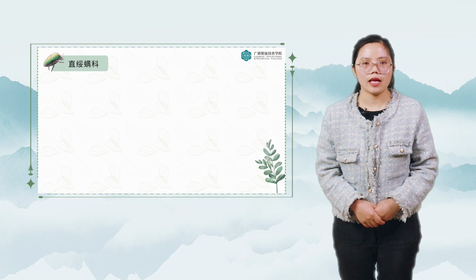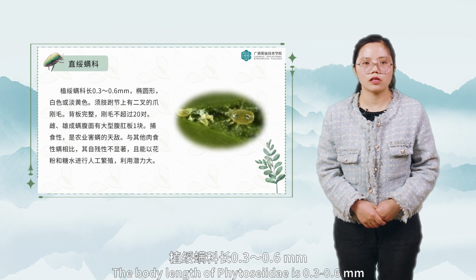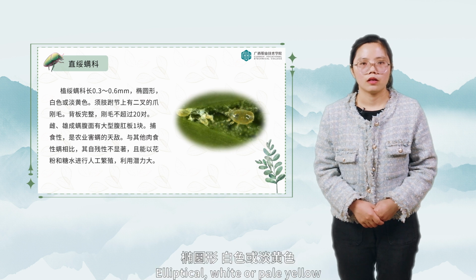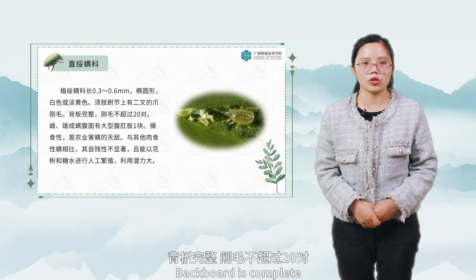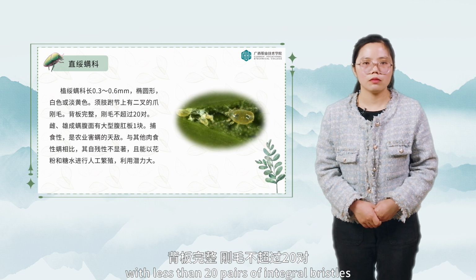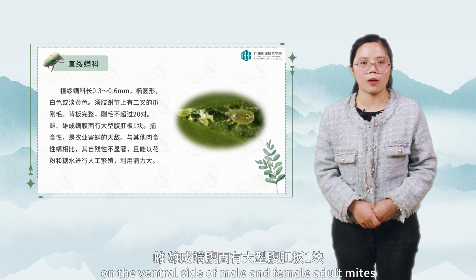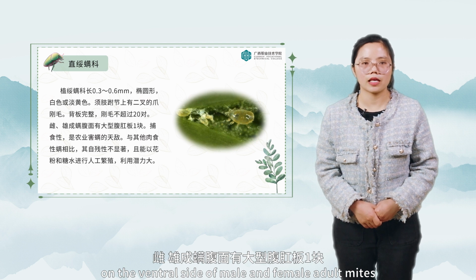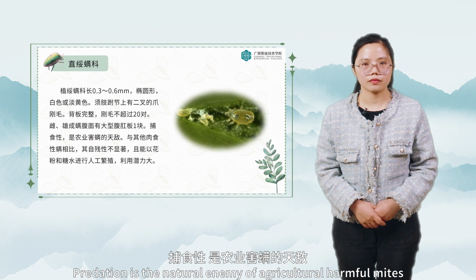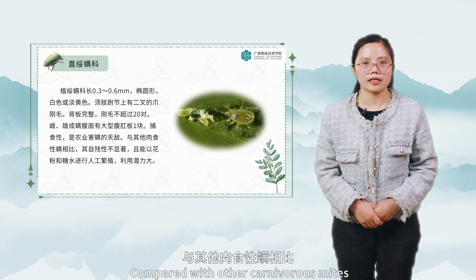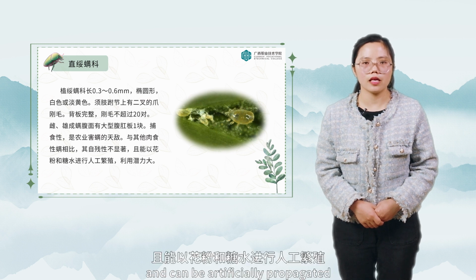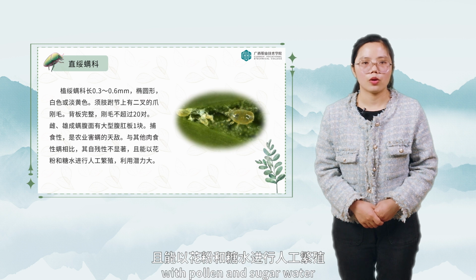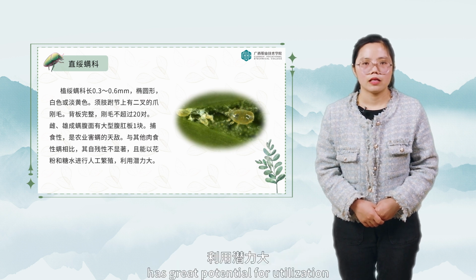Then, Phytoseiidae. The body length of Phytoseiidae is 0.3 to 0.6 millimeters. Elliptical, white or pale yellow. There are 2 fork claw bristles on the tarsal joints of the limbs. The dorsal shield is complete, with less than 20 pairs of bristles. There is a large ventral anal plate on the ventral side of male and female adult mites. It preys on and is the natural enemy of agricultural harmful mites. Compared with other carnivorous mites, it has no significant cannibalism and can be artificially propagated with pollen and sugar water. It has great potential for utilization.